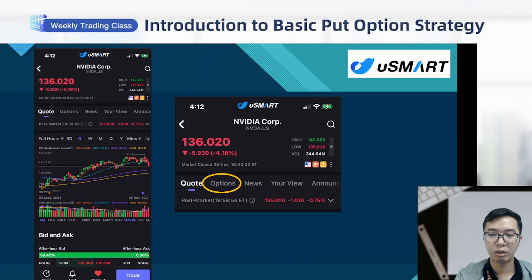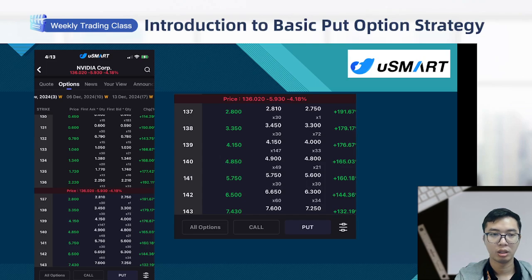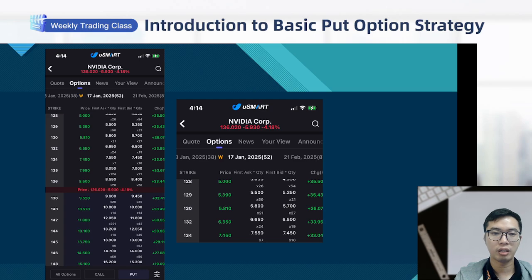So then we continue to press into these options, and then you will see all this information: price, first ask, quantity, first bid, changes, all this. Then at the bottom, you can see there are all options, call or put. So now we want to do a put options strategy, so we just press the put, and then you enter into this kind of surface.